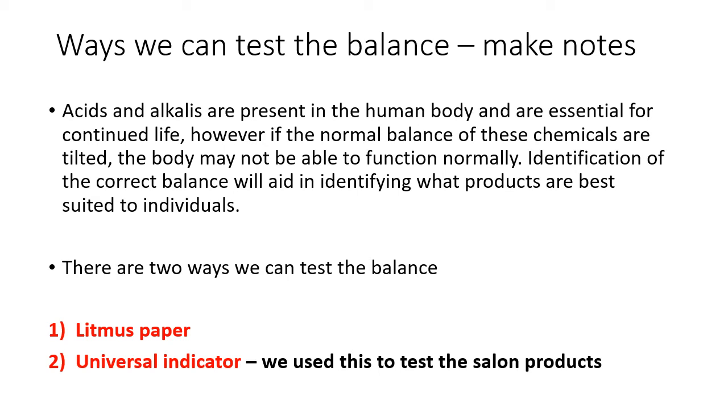There are 2 ways we can test the balance. We've got litmus paper and we've got universal indicator. Now, a litmus paper, if you put that into a product, will either go red or green, depending whether it's acid or alkaline. You've got a universal indicator, which is what I tend to use when we tested last lesson on the salon. It changes all colours. It can go from red to yellow to blue to green to purple. And that's what we tend to use. But there's 2 ways to test the balance of products.